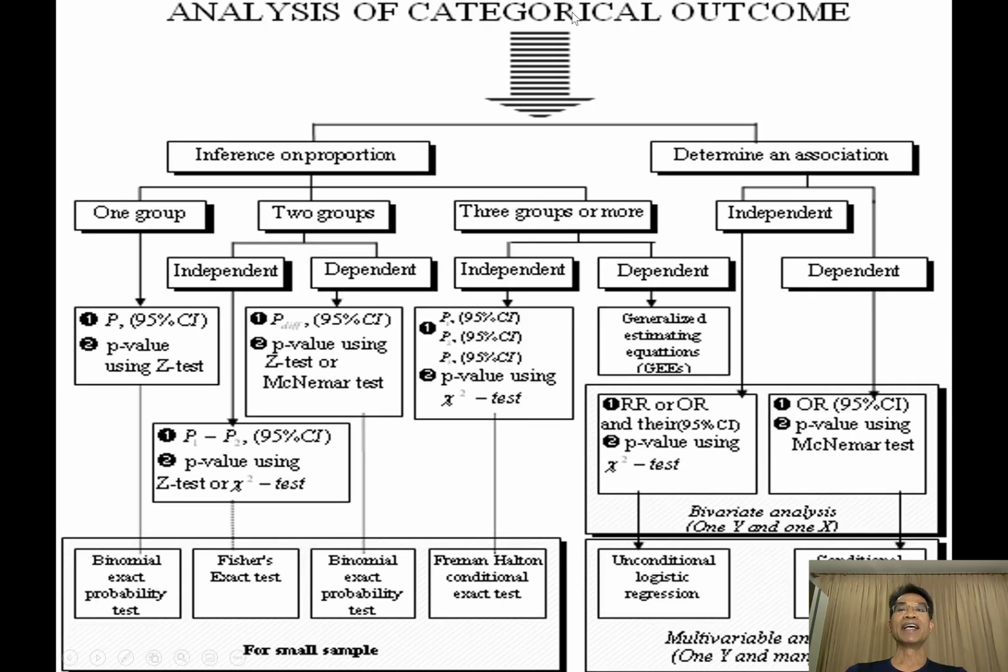The same, if we know that our outcome is categorical, common questions are: influence on proportion or association, how many groups, if more than two, dependent or not, all of these kinds of things. So it's common. If you understand this concept, even if you don't know, you have a good question to search further or to ask for help, to consult those who know in the right way.